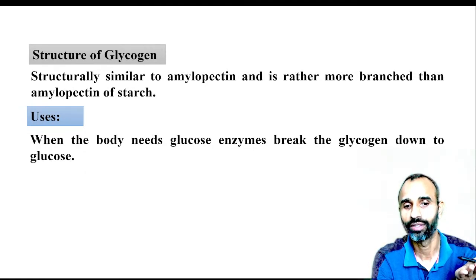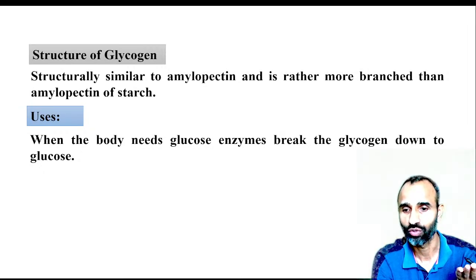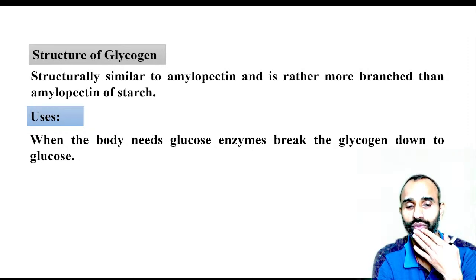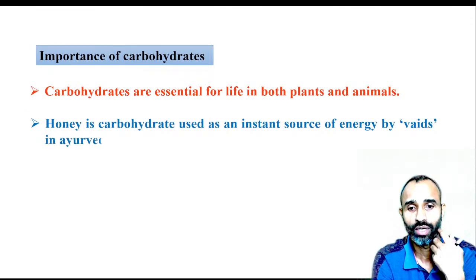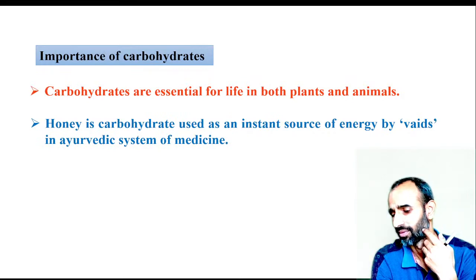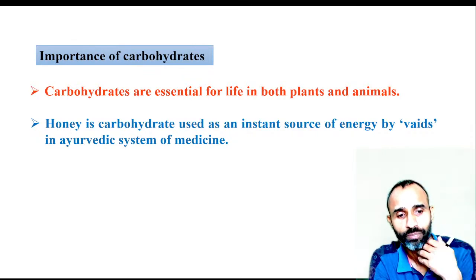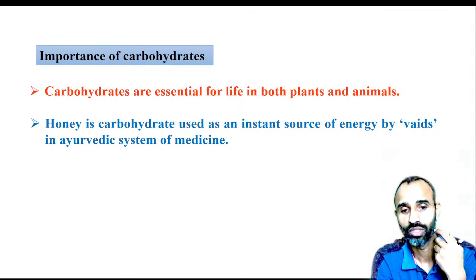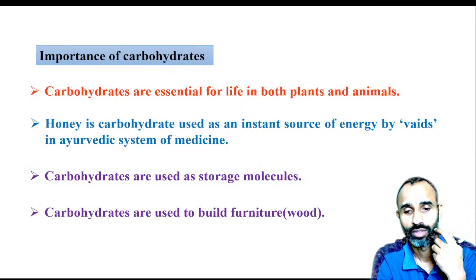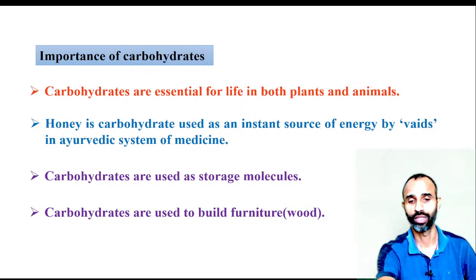When we need glucose, the body breaks the glycogen down. Carbohydrates are very essential for life, in both plants and animals. Honey is used as an instant source of energy by Vaids in Ayurveda. Carbohydrates are also used as storage molecules.